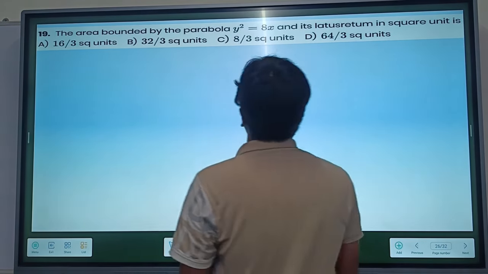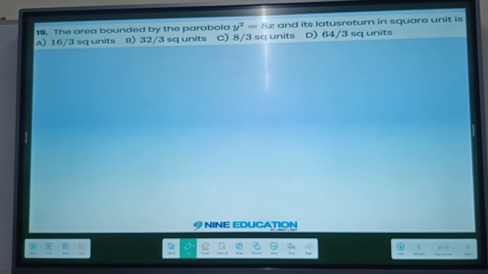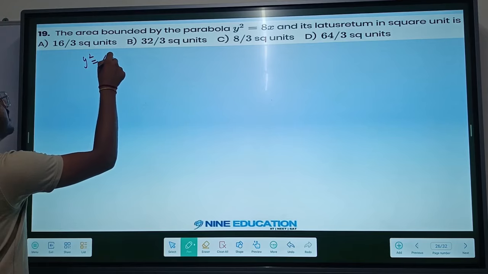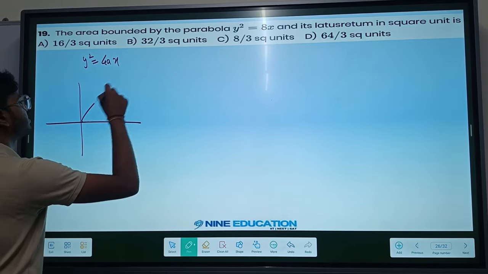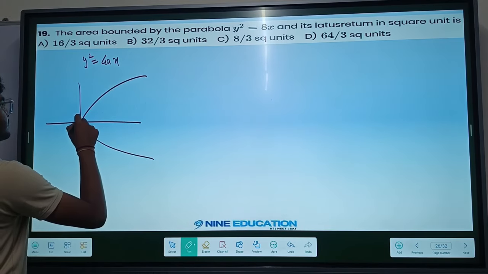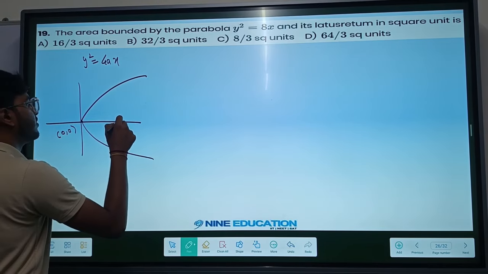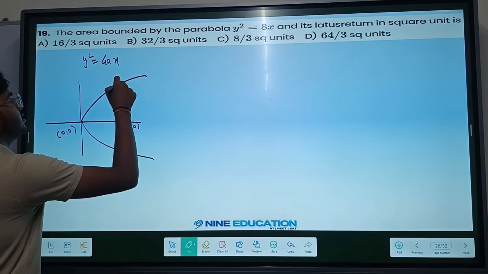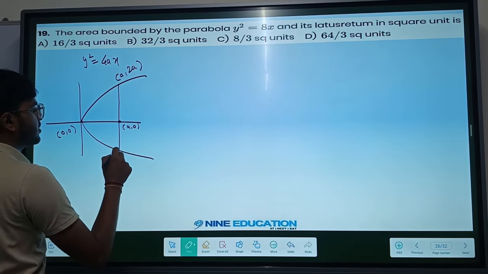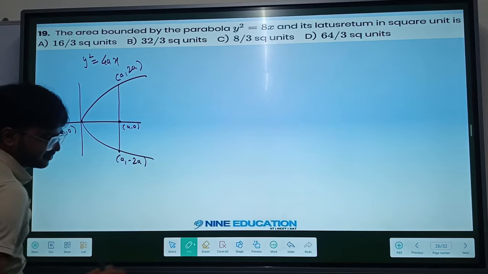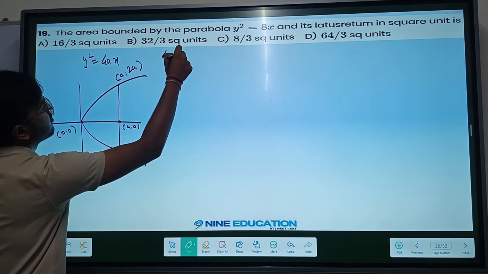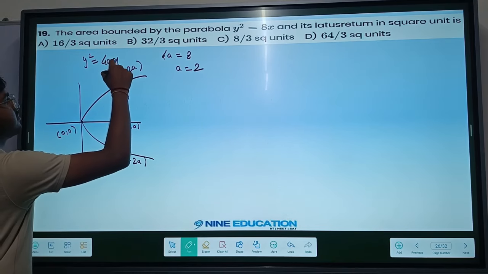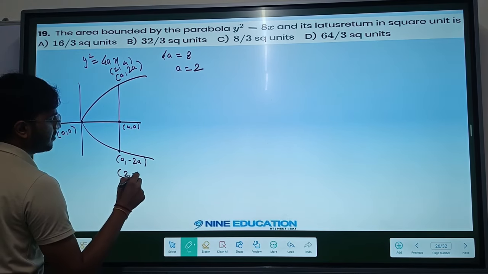Okay, next question. Area bounded by the parabola y square equal to 8x and its latus rectum. The parabola y square equal to 4ax would be something like this, with vertex at 0, 0, focus at a, 0, and this is the latus rectum. Latus rectum coordinates would be a, 2a and a, minus 2a. What is a here? If we take 4a as 8, a here is 2. So the coordinates will be 2, 4 and 2, minus 4.